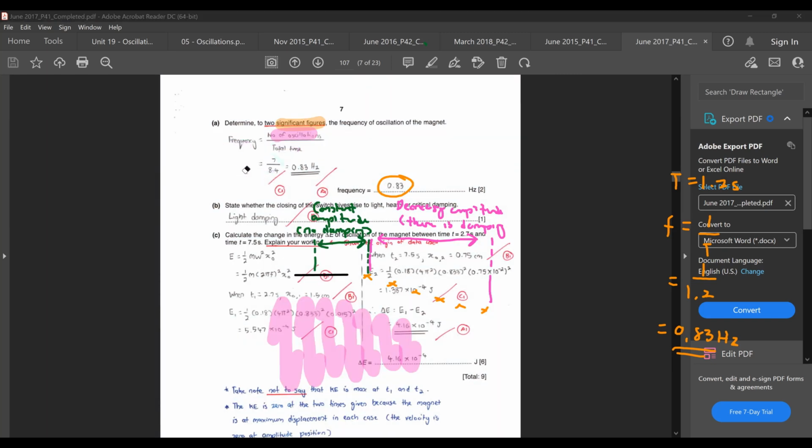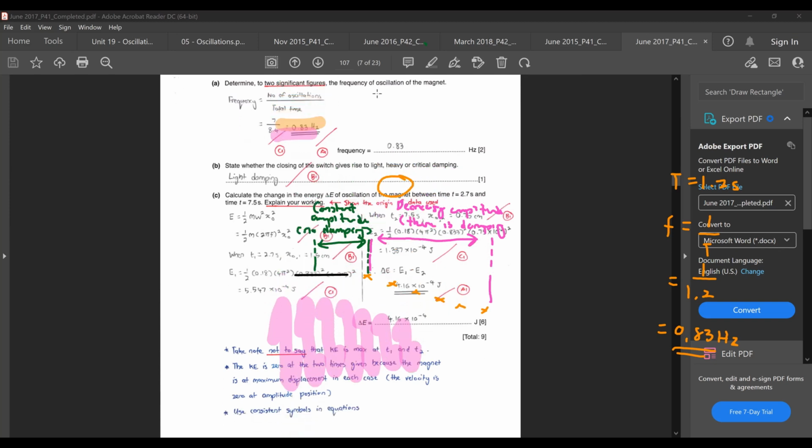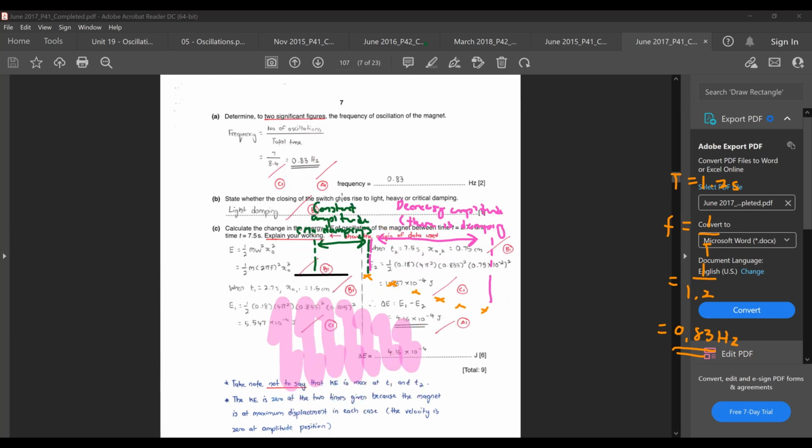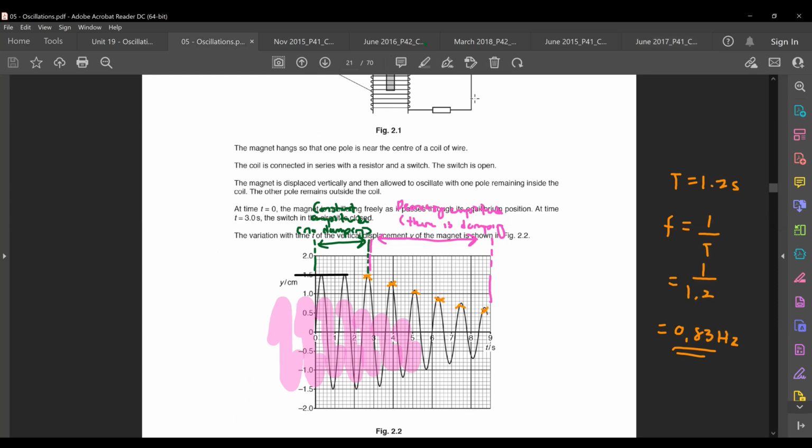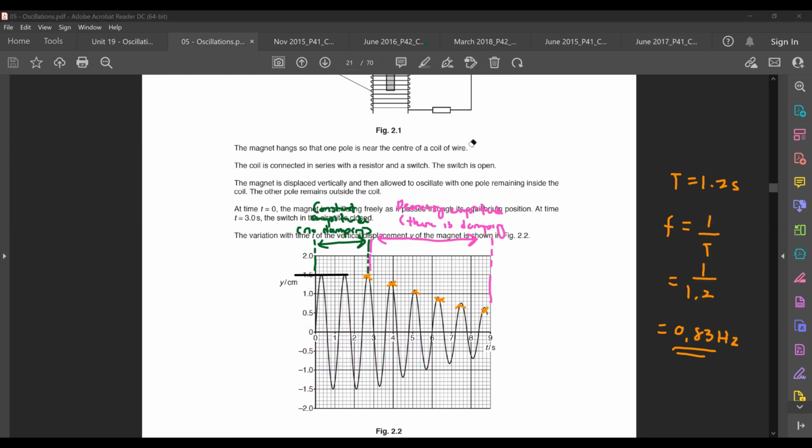All right. Now, for part B, state whether the closing of the switch gave rise to light, heavy, or critical damping. Just now, right over here, the closing of the switch was at 3 seconds. If you read the question, they mentioned to you that the switch was closed at 3 seconds. So at 3 seconds, it was actually here. This is the part where your switch was closed. That's where your amplitude started dropping already.